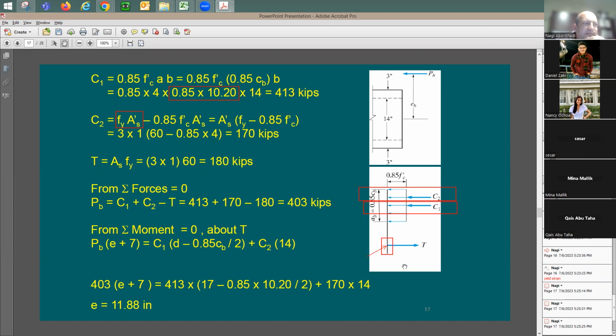All the forces. Come here, I'm going to say C1 times Z1 plus C2 times Z2 equals P sub B times E plus the 7 inches from here to there. Let's give you 7 inches. So I can write it down. Why 7 inches? Because it's 1/2 of this 14 inch. Put that as all for E.